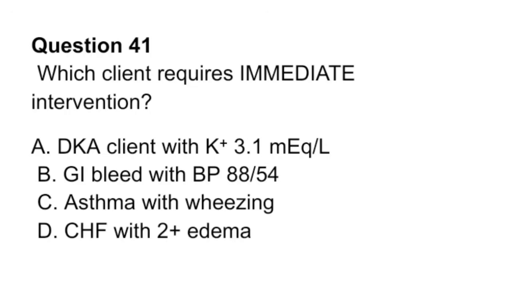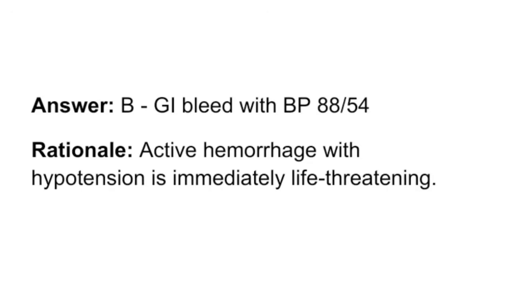Question 41. Which client requires immediate intervention? A. DKA client with K plus 3.1 milliequivalents per liter. B. GI bleed with BP 88/54. C. Asthma with wheezing. D. CHF with 2+ edema. Answer is B. GI bleed with BP 88/54. Rationale. Active hemorrhage with hypotension is immediately life-threatening.